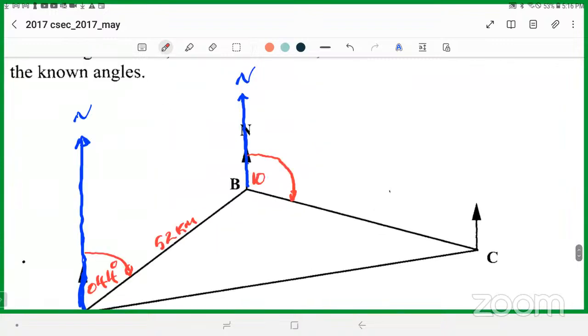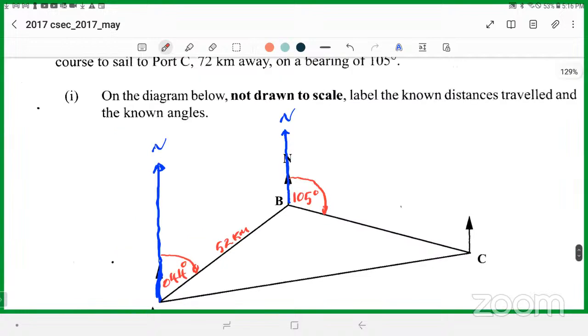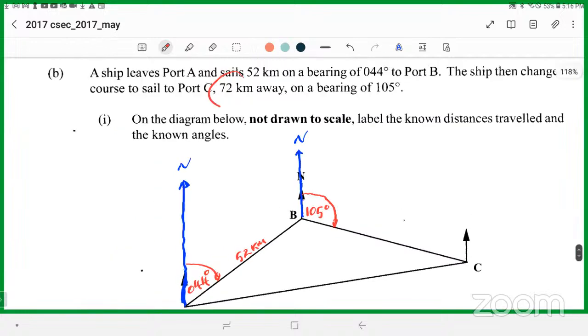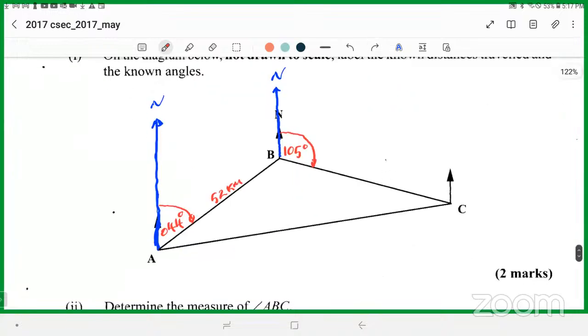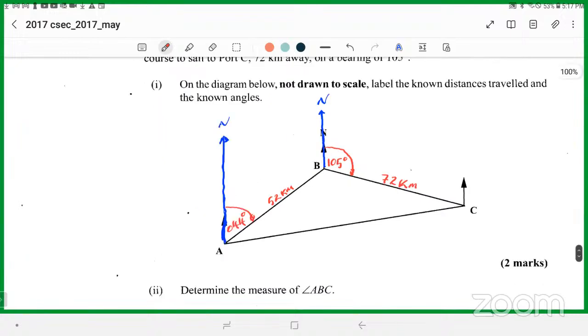105 degrees. And the distance is 72 kilometers. That's the distance on this here, BC. 72 kilometers. So you see the situation is the same with almost every question.